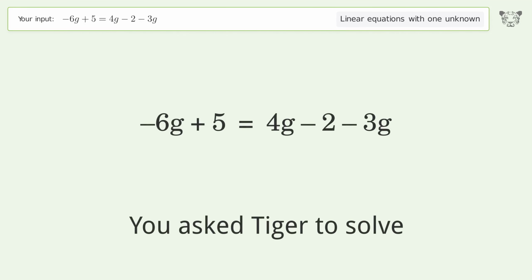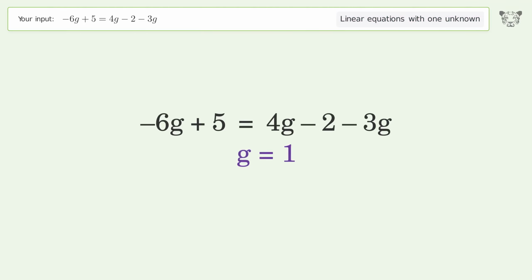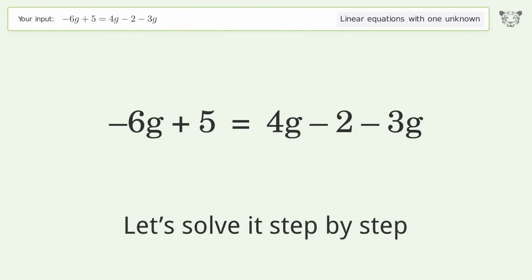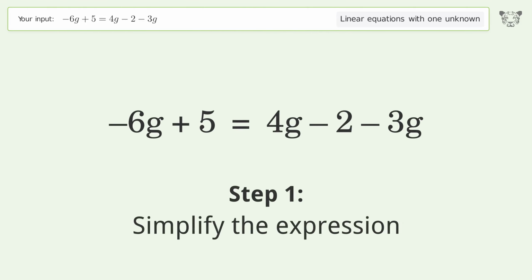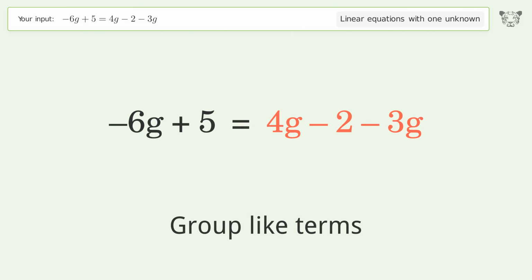You ask Tiger to solve. This deals with linear equations with one unknown. The final result is g equals 1. Let's solve it step by step. Simplify the expression. Group like terms.